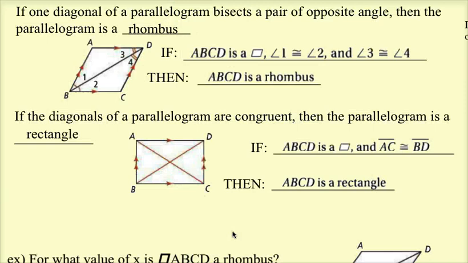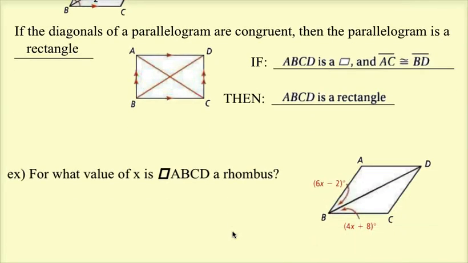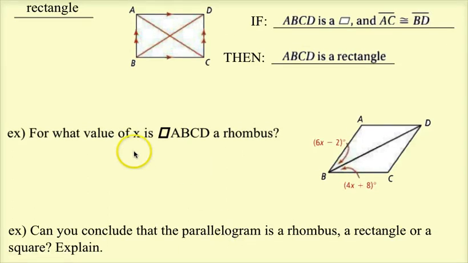We're going to do some examples, or you're going to try some examples on your own. I want to know, for what value of x is parallelogram ABCD going to be a rhombus? If ABCD was a rhombus, then that diagonal would bisect the angle, so these angles would have to be congruent to each other. You're going to set up an equation where these angles are set equal to each other and solve, and that's the value of x that would make this a rhombus. So you're going to solve that problem.